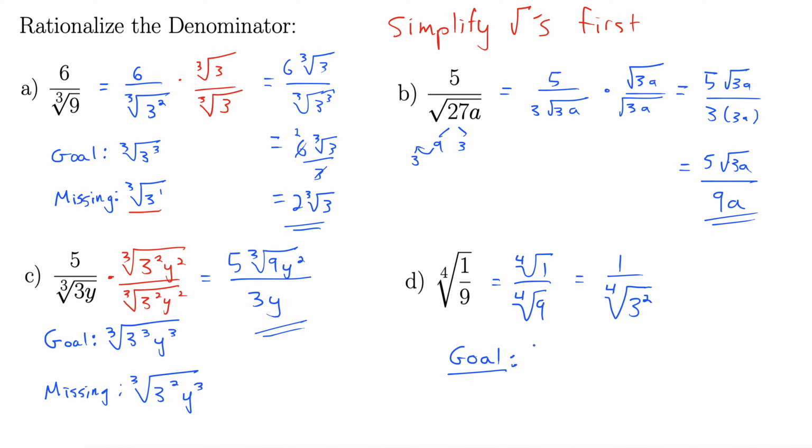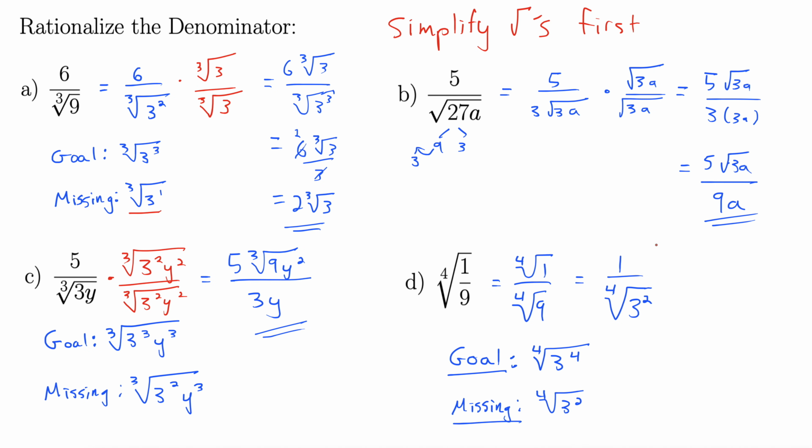In order to get that 3 out of the fourth root, we need to have it as 3 to the fourth. Okay, so what are we missing? We have 3 squared. We want 3 to the fourth. So we are missing an additional 3 squared. So we multiply both the numerator and the denominator by the fourth root of 3 squared, over the fourth root of 3 squared. Really, we're just multiplying by an enormous 1 here, right? This is just a big, huge 1 that we're multiplying by.